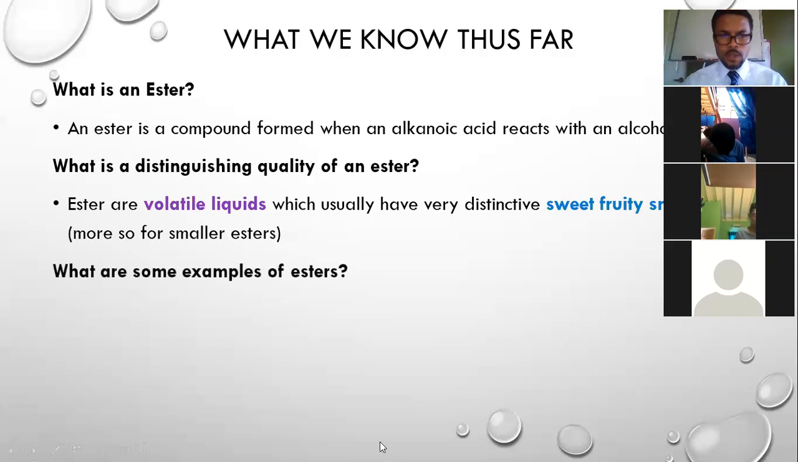All right, let's look at the next one. What are some examples of esters? So give me an example of an ester.